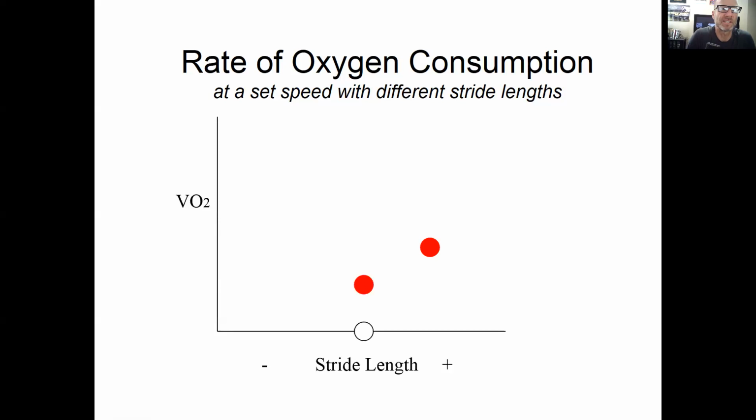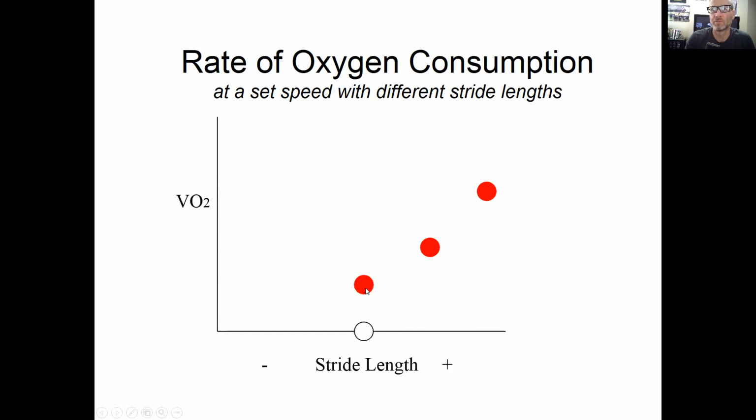You become less economical when you start moving away from your preferred stride length and stride rate in general. So what happens if we say, okay, now run the same speed, still 5 miles per hour, but run with an even longer stride length and therefore an even slower stride rate? Oxygen consumption continues to go up.